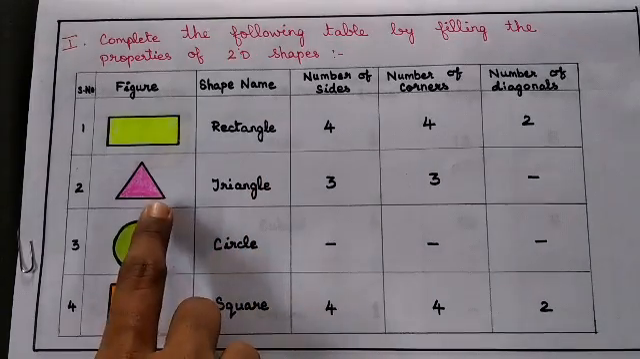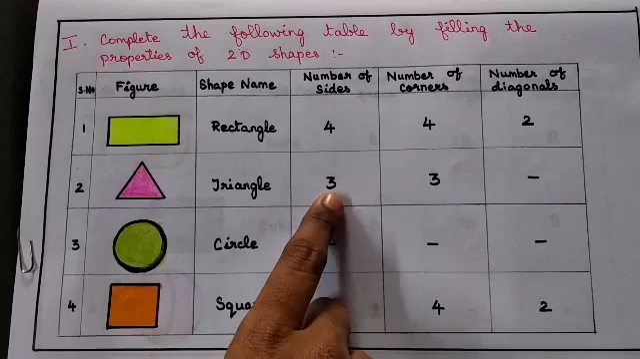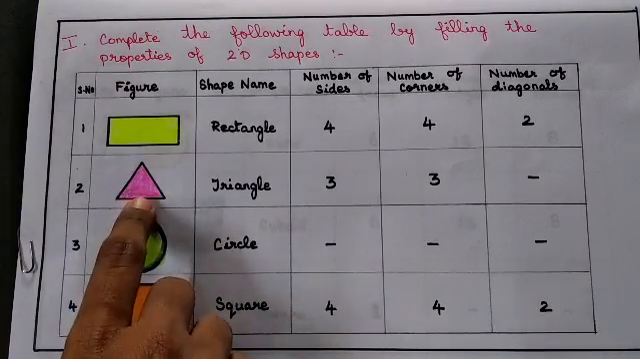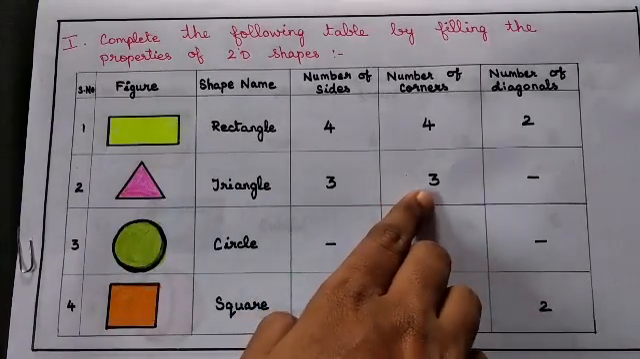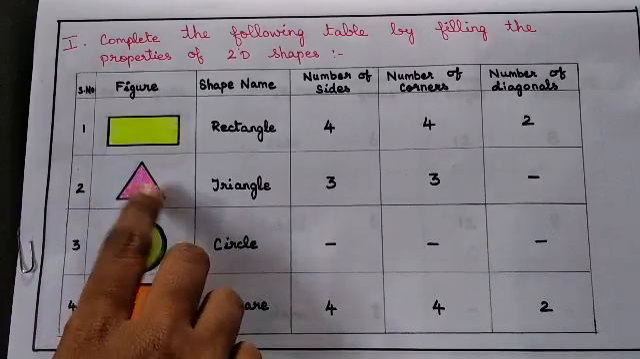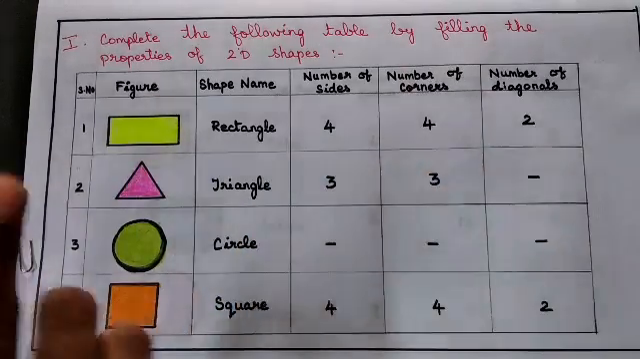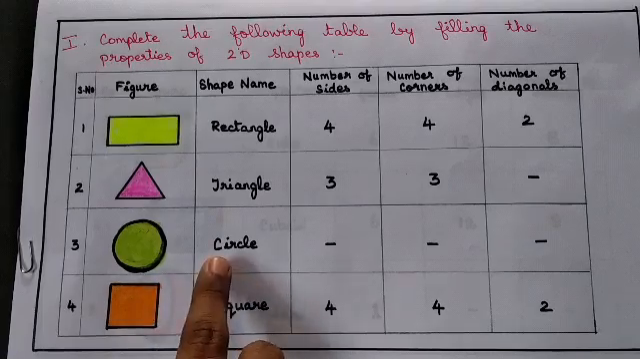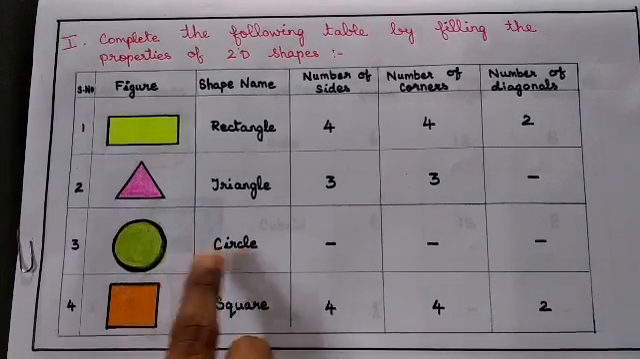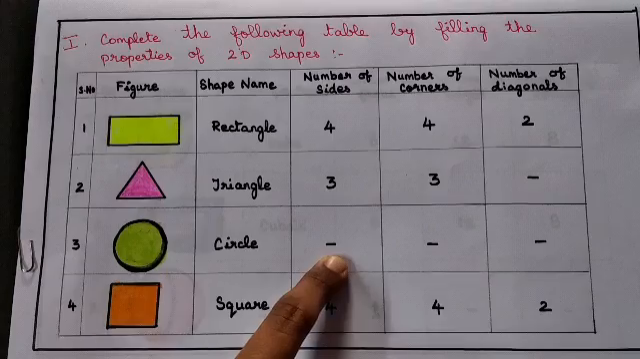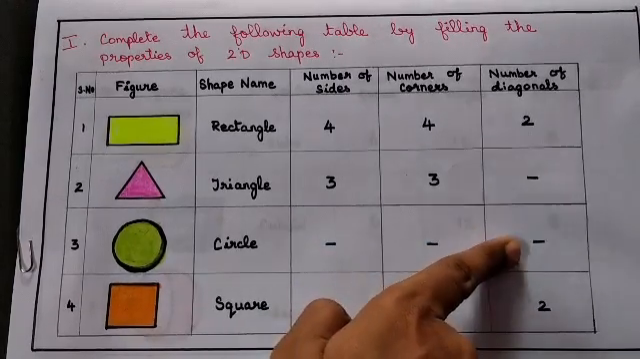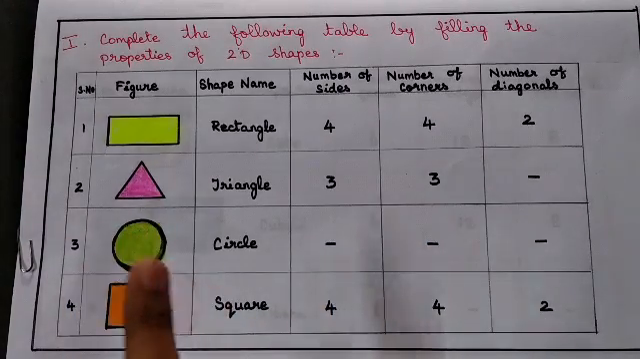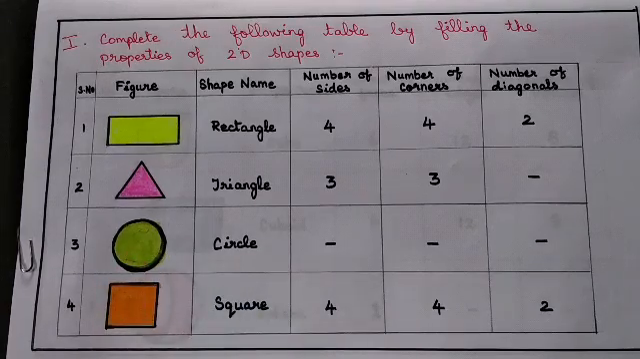Yes. Next is triangle. Triangle has 3 sides. How many sides? 1, 2, 3. Yes. And how many corners? 1, 2, 3. 3 corners. So there are no diagonals in a triangle. And last one is circle. Circle has no sides, no corners and no diagonals. It has only one center point, isn't it?